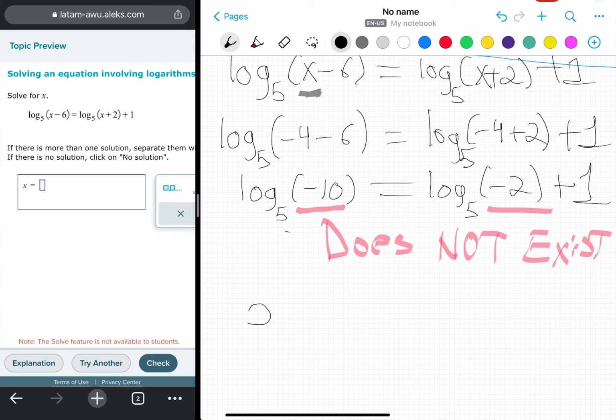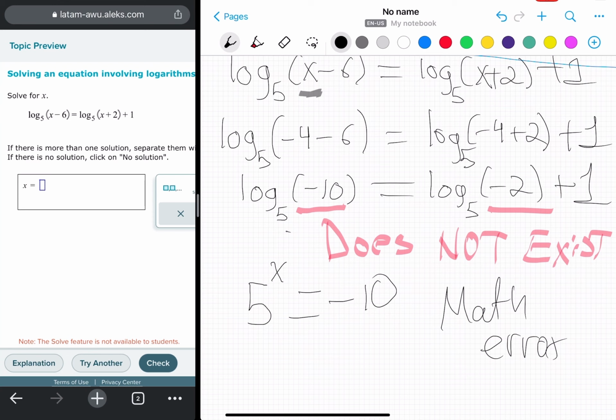Because if you write that in the exponential form, that will be something like 5 to what number is going to give us minus 10. That simply does not happen. That is a math error. So if you want to find the logarithm of something that is negative, that will not happen. So the answer here is no solution. There's no solution to this equation in the real numbers.